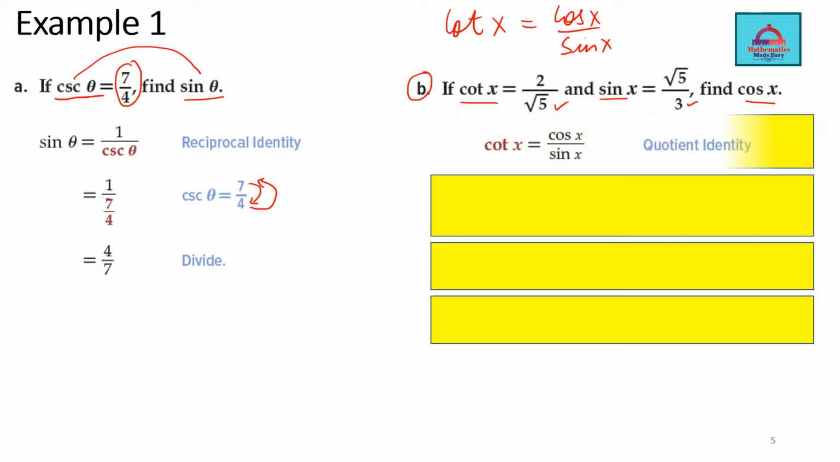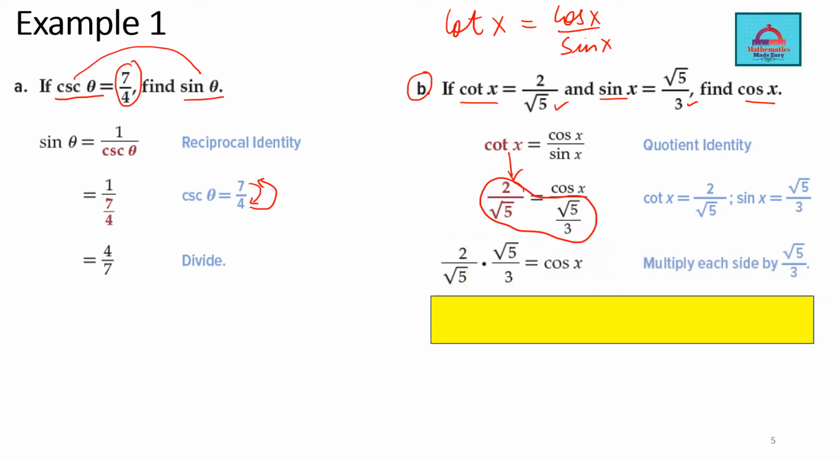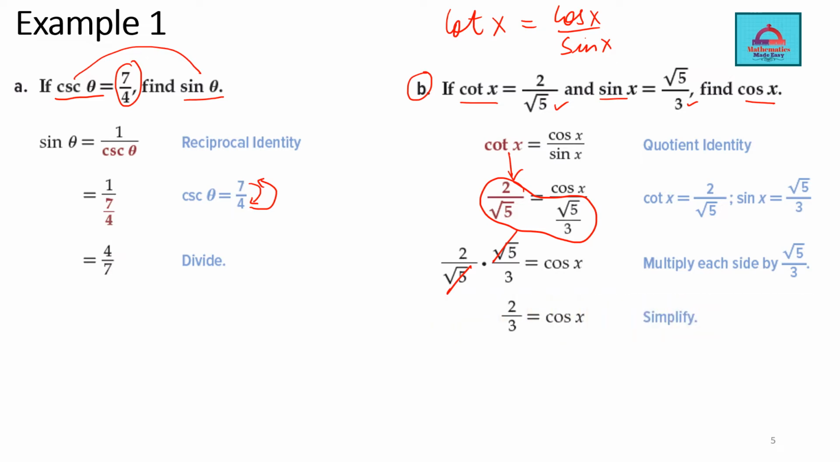So how do you get cosecant? You get cosecant by multiplying cot with sine. So you put the values. Cot is given to you 2 by square root 5. Sine is given to you square root 5 by 3. Cosecant would be multiplication of these two. So multiply, square root 5 is going to cancel and you are left with 2 over 3. So this is the value of cosecant.